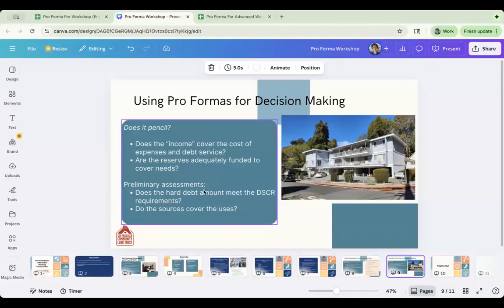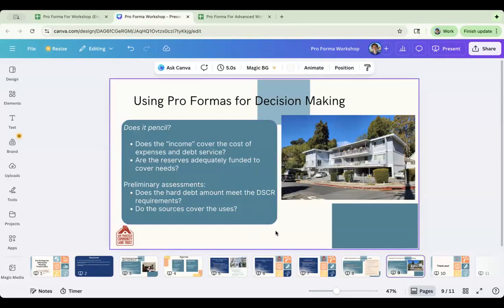So a couple of other things we talked about, but these are preliminary assessments before it does a pencil. Is the hard debt meeting the DSCR requirements? I've got it set up where it has to, but you might have it coming at you a different way. And do the sources cover the uses? Very basic, but essential.